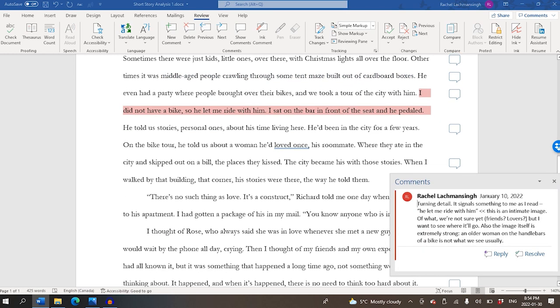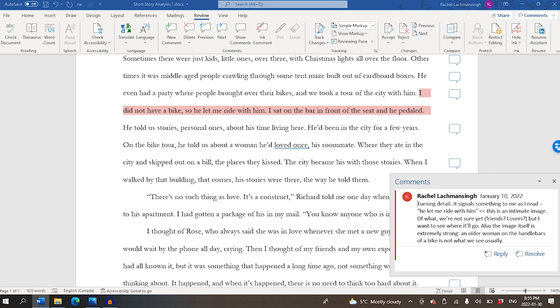So the next line that I highlighted is, "I did not have a bike, so he let me ride with him. I sat on the bar in front of the seat and he..." For me, this is a moment of turning detail. It signals something to me as I read. "He let me ride with him" is a very intimate image. We're not sure of what yet, though. Are they friends? Are they lovers? Is something happening? I don't know, but I want to see where it'll go.